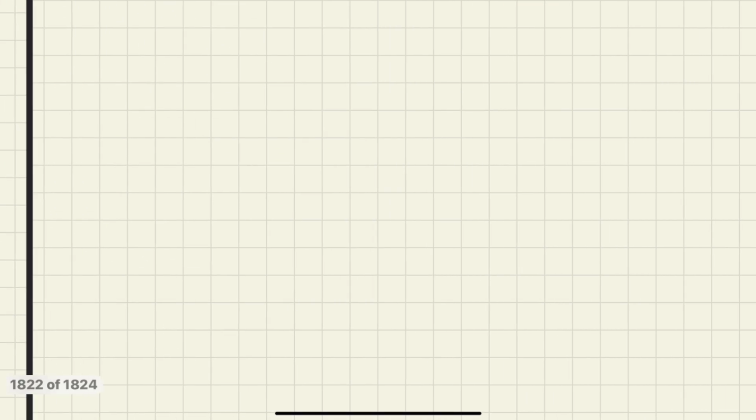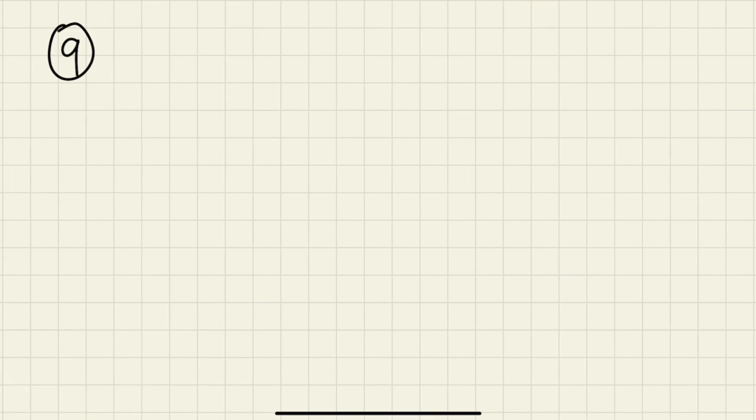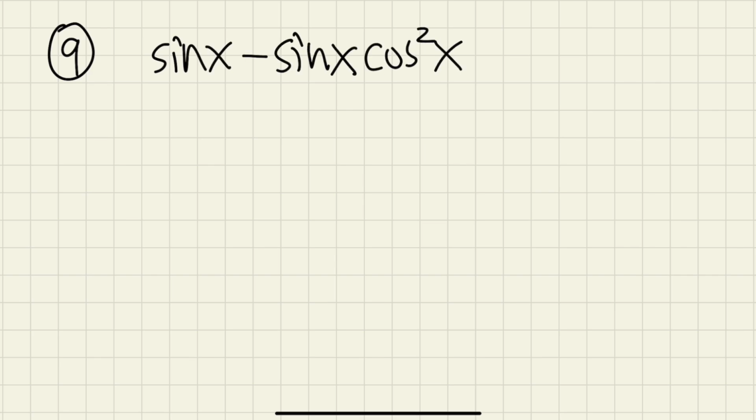That's it. Number 9. Here we have sine x minus sine x times cosine squared x. We don't really have anything to work with, right? Because everything's in terms of sine and cosine already. But notice we have a subtraction, and the first term has a sine x, and the second term also has a sine x. So what can we usually do? Well, we can factor that out, right? Just like in our algebra class. So let's factor out the sine x.